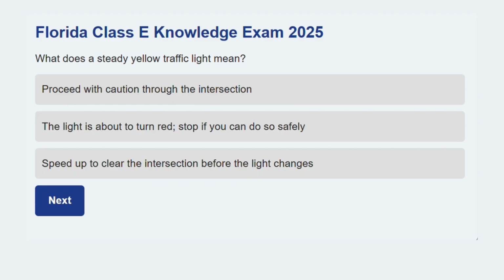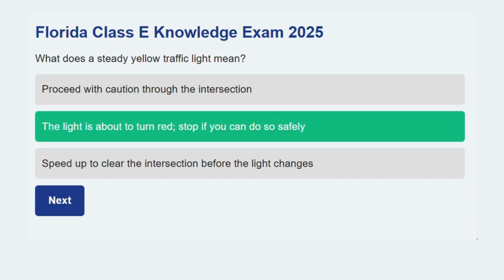What does a steady yellow traffic light mean? The light is about to turn red. Stop if you can do so safely. A steady yellow warns that the right-of-way is about to change. On to the next topic.